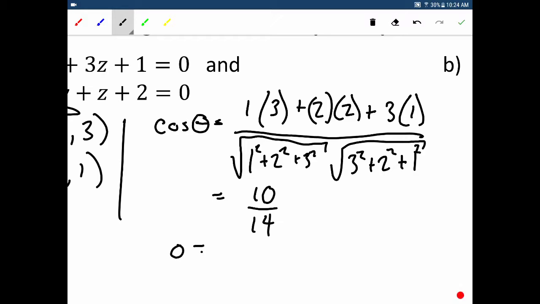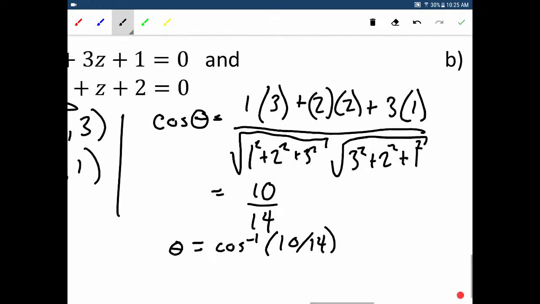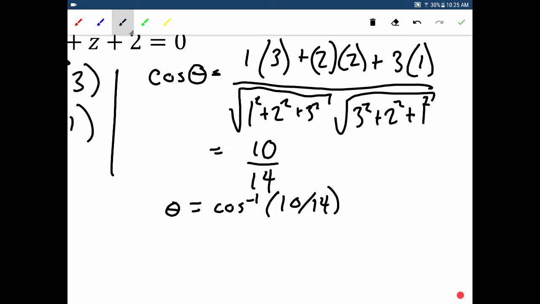So then theta is equal to the inverse cos. Don't forget to do this last step. A lot of the times you get to that 10 over 14 and you're just like, oh, that's the answer. And of course, I know you guys know how to figure out the last part, but it's easy to just forget to do it. So it works out to be about 44.42 degrees. Okay. And there we go.